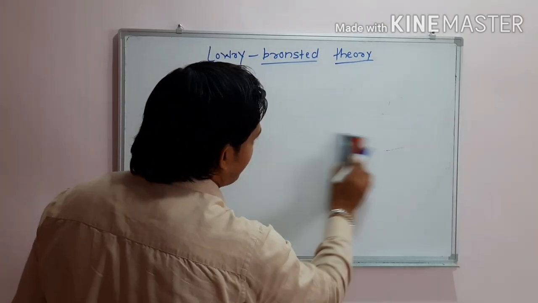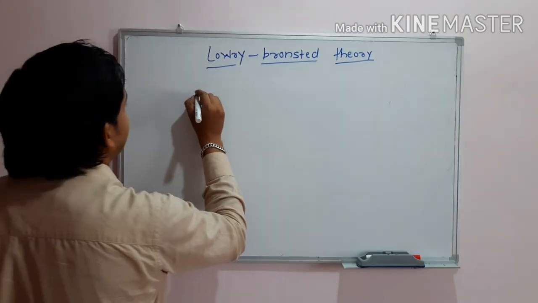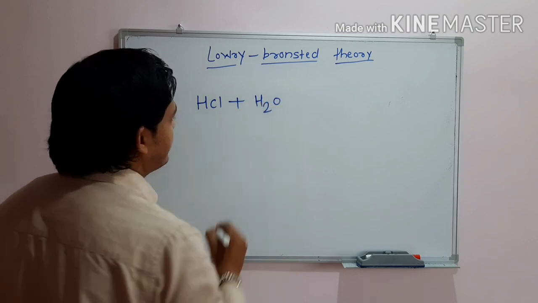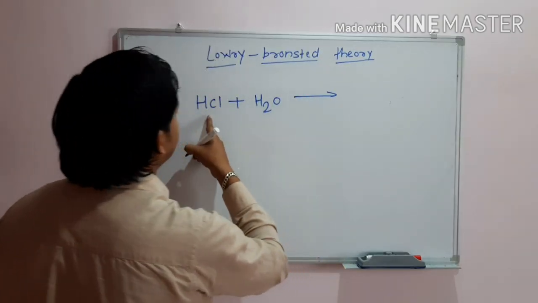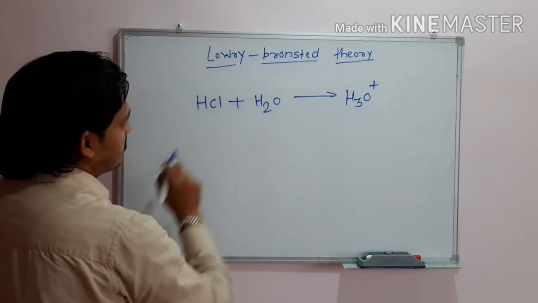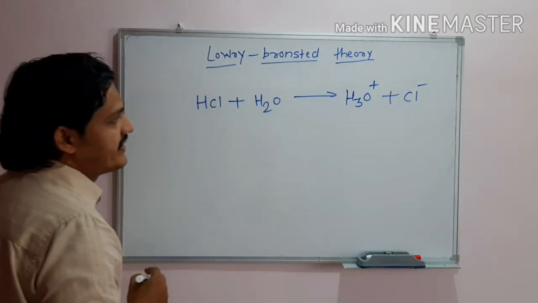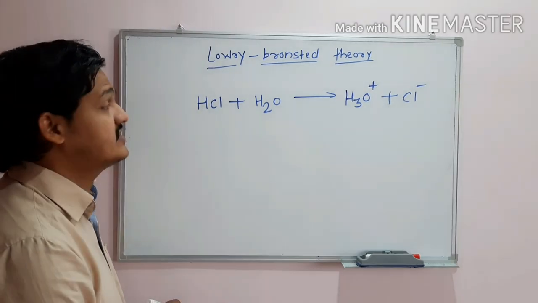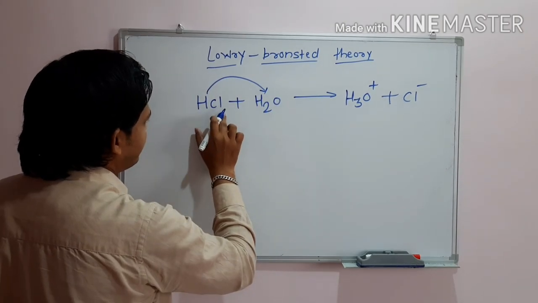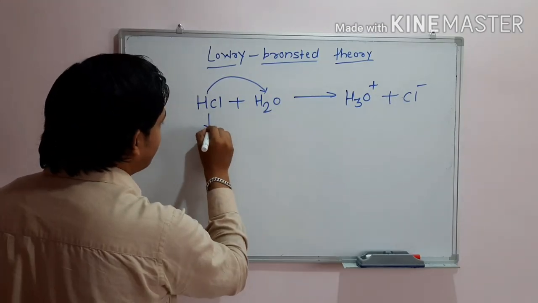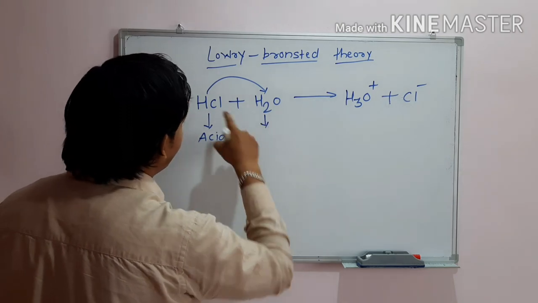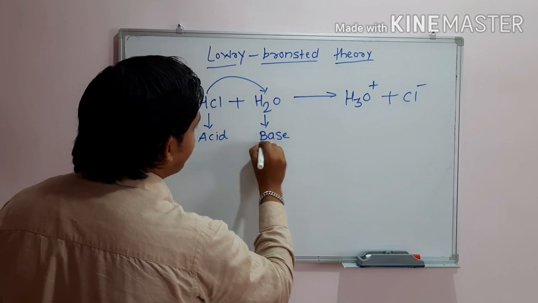Now let us move to another example. We have HCl plus water. HCl dissolved in water forms hydronium ion H3O plus plus Cl minus ion. Now in this reaction, the reaction suggests that hydrochloric acid donates a proton to the water molecule. So HCl acts as an acid. The water molecule accepts a proton from hydrochloric acid. So yes, water acts as a base.